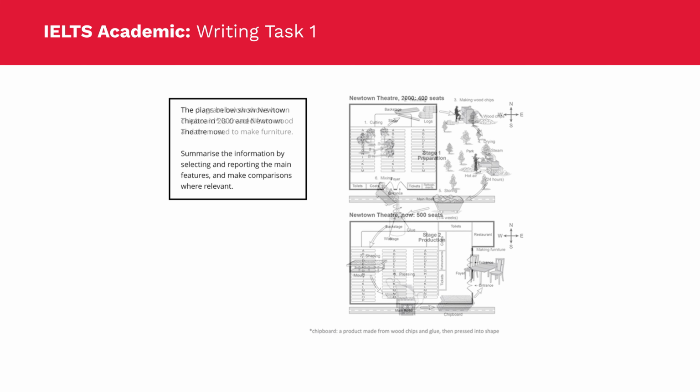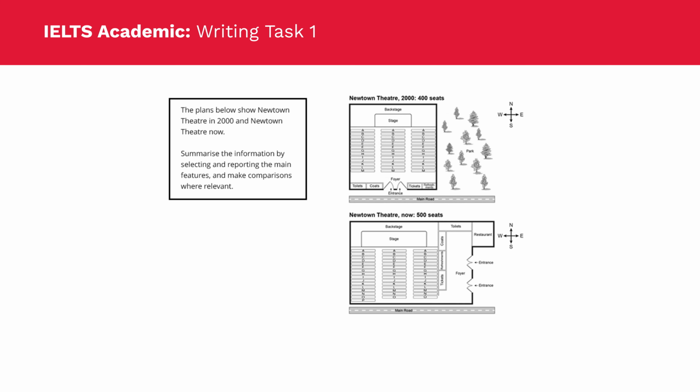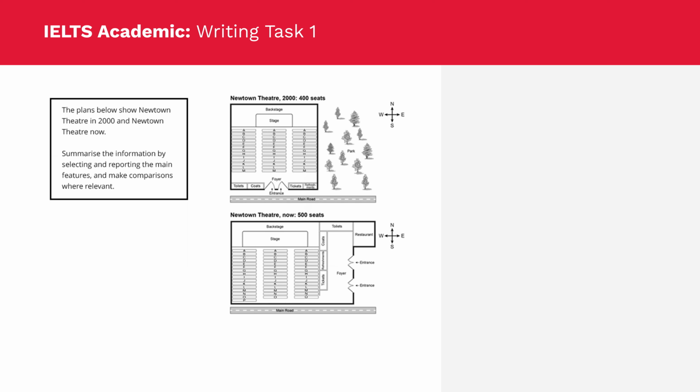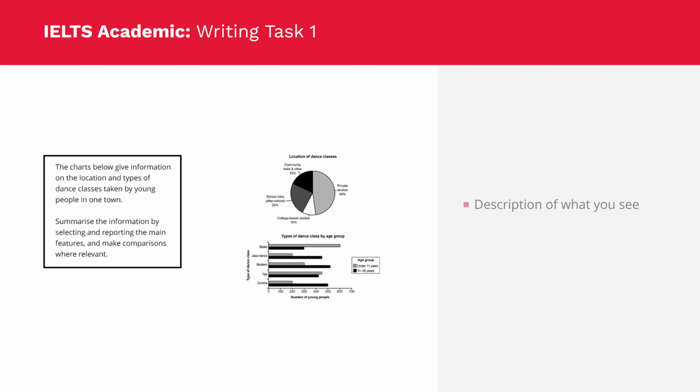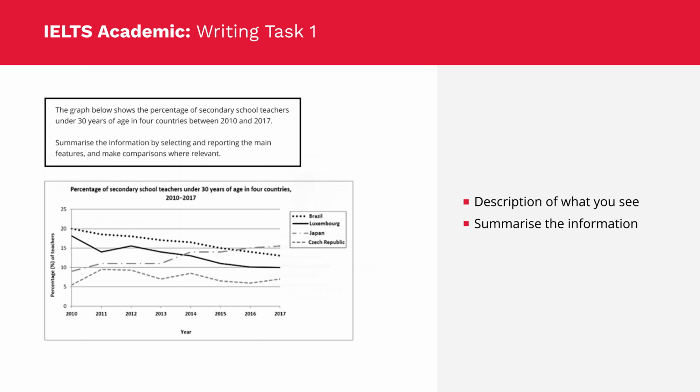As you can see, they're very different in appearance, but what you're asked to do in each case is quite similar. You should write a description of what you see in your own words. In your description, you should summarise the information by selecting and reporting the main features and make comparisons where relevant. This should be in a formal or neutral style.